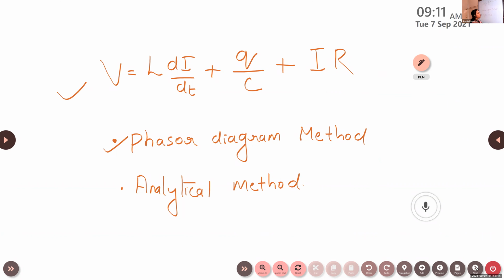Then we substitute all these values into the equation. It becomes V is equal to L into di by dt plus Q by C plus IR. So this is an expression for voltage. But here we want to calculate the instantaneous value of power developed in a series LCR combination. For that, we have two different methods: the phasor diagram method and the analytical method. Here we are going to explain the instantaneous value of power using the phasor diagram method. Is it clear now?